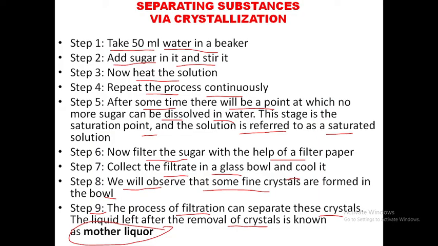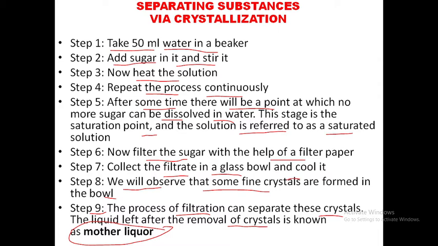Separating substances via crystallization. Step number 1: take 50 ml water in a beaker. Step number 2: add sugar in it and stir it with the help of the stirrer.